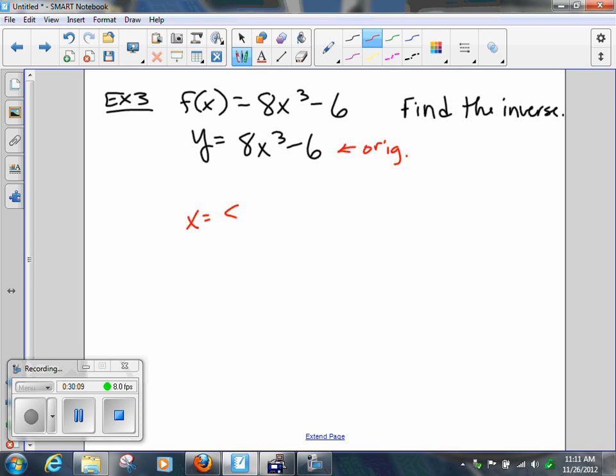But now we're going to switch things up. Folks, what do we still have to solve for? We still got to solve for y. So in order to do that, tell me what I'm going to do. Add 6 to both sides, which is going to give me x plus 6 is equal to 8y cubed. How am I going to get y by itself? Divide by 8. That's right.